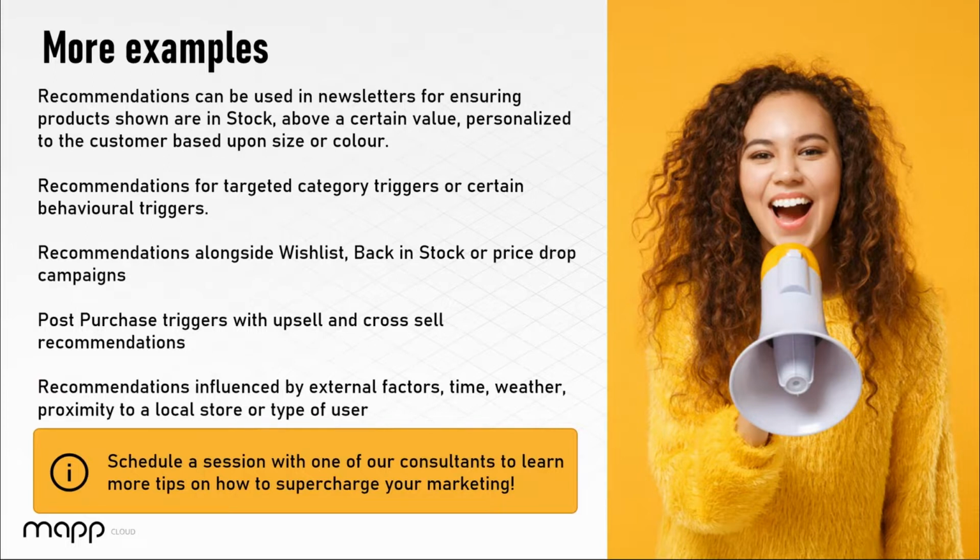We could do recommendations and product recommendations alongside wish list, back in stock, price drop campaigns. We can do post-purchase triggers with those all-important kind of upsells and cross-sells of products based upon what I've previously purchased as well. And we can use recommendations influenced by external factors, whether that be time, weather, proximity to local store, or type of user. I know we've discussed our key use cases around product today, but you could also build recommendations based upon content and articles as well. So this could be from your blog, or it could be related kind of news and history, anything that could be associated to the user and you wanted to showcase in your emails, we could create a product recommendation for as well.